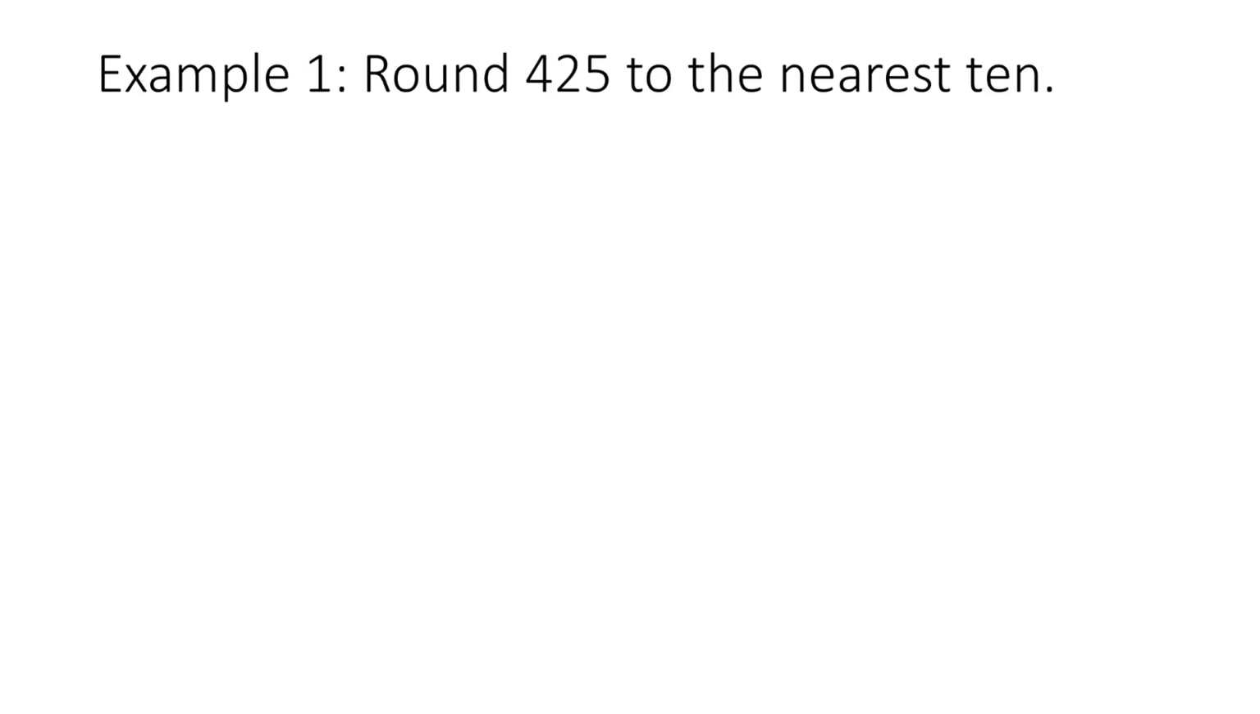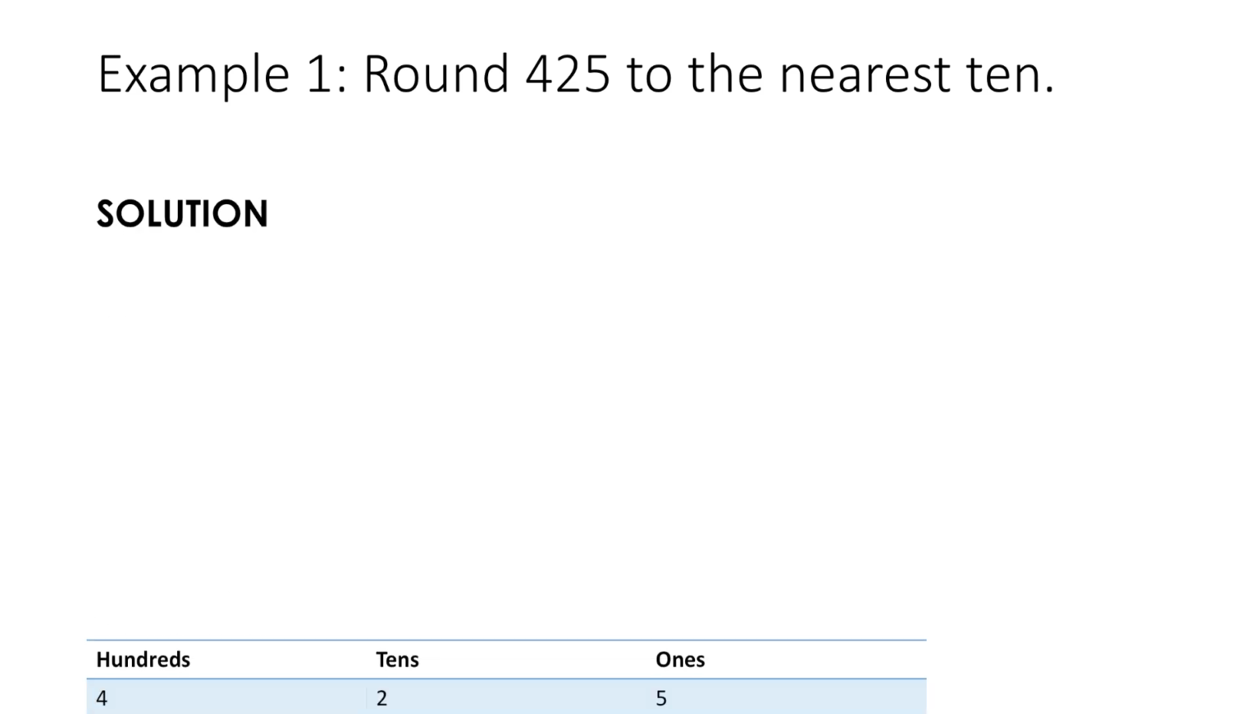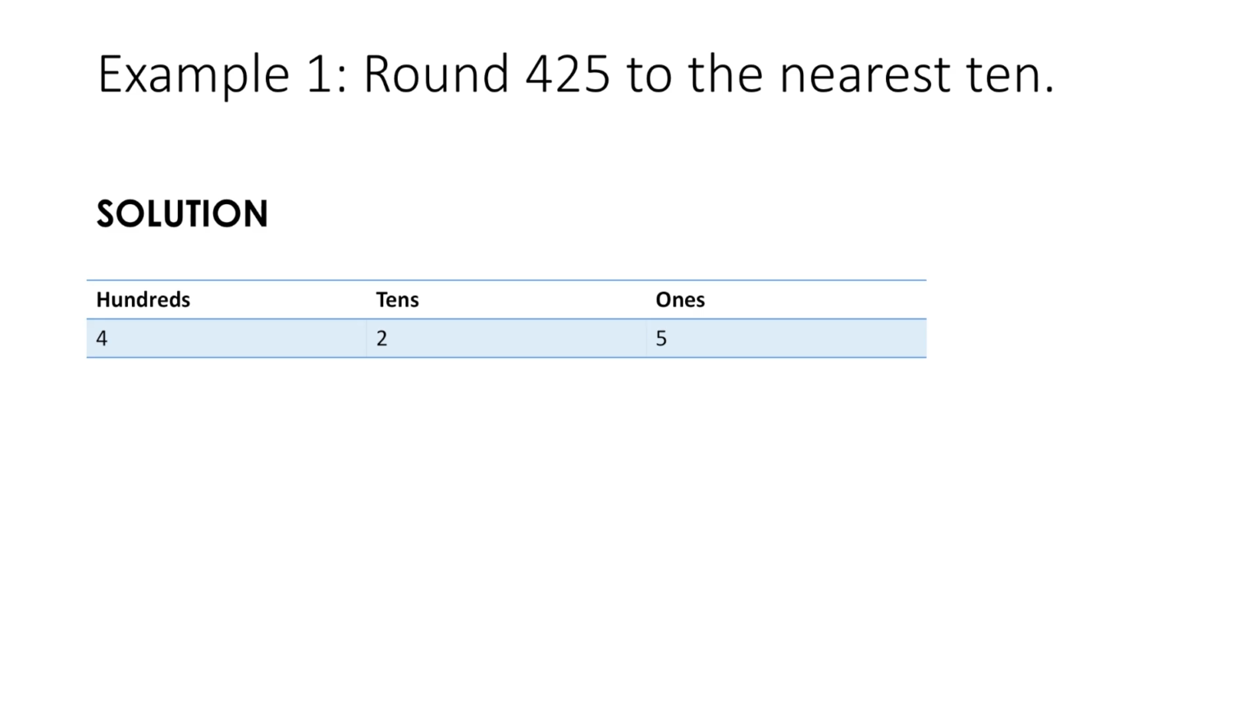Okay, so example 1. It says to round 425 to the nearest 10. So what is our place digit? Well, we're rounding to the nearest 10, so our place digit is the number 2, and the digit that's right to the 2 is 5. So let's first make the place value chart for 425. In our hundreds place we have the 4, in our tens place we have the 2, like I said before, and in our ones place we have 5.